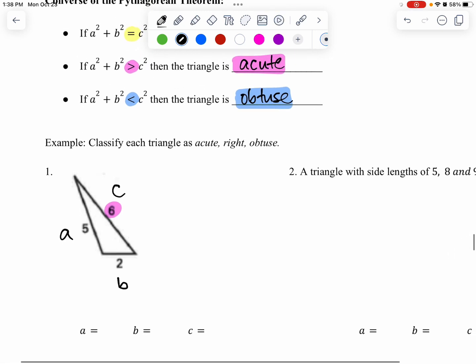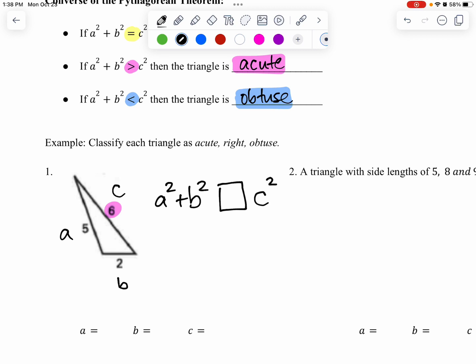So now I'm going to set up A squared plus B squared, and I don't know if it's equal or less than or greater than, so I'm going to leave a box there. I am going to choose one of these three to put in there. And it's going to determine whether I have an equal sign or a greater than sign or a less than sign. I need to figure that out. So what is A again? A is 5, so I'm going to replace A with 5. What was B again? B was 2, so I'm going to replace B with 2.